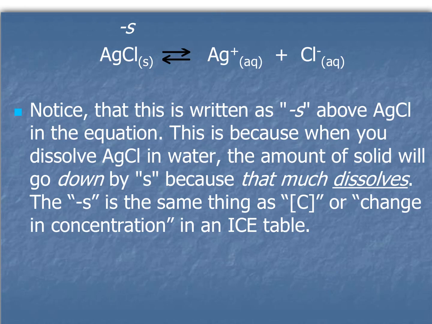Notice on the equation I put a minus S above the AgCl. This is because when you dissolve the AgCl in water, the amount of solid will go down by S, however much, because that much is what dissolves. Our S is really the same thing as our concentration change in our ice table. So once again, it's nothing new. We're just going to define it as S. You could still just put the C and know to answer with that when it asks for solubility. That is your change. How much of this was actually dissolved? That would be your solubility.